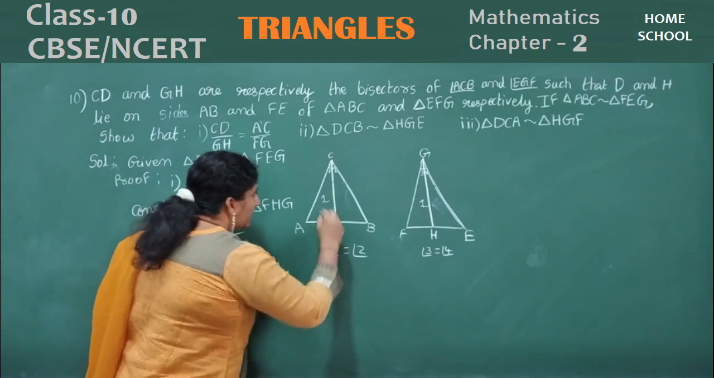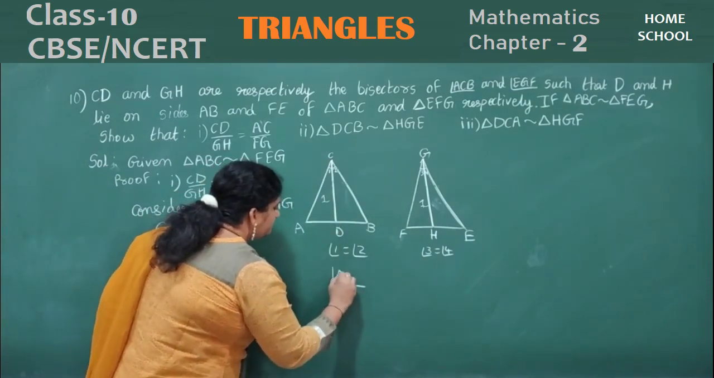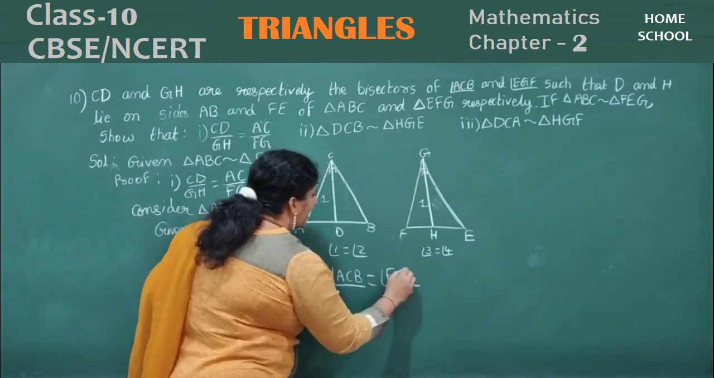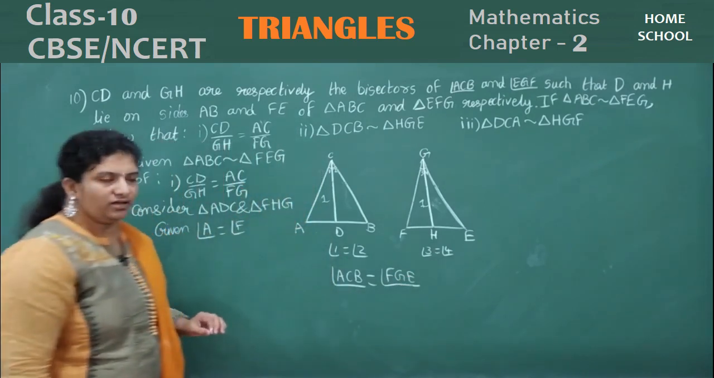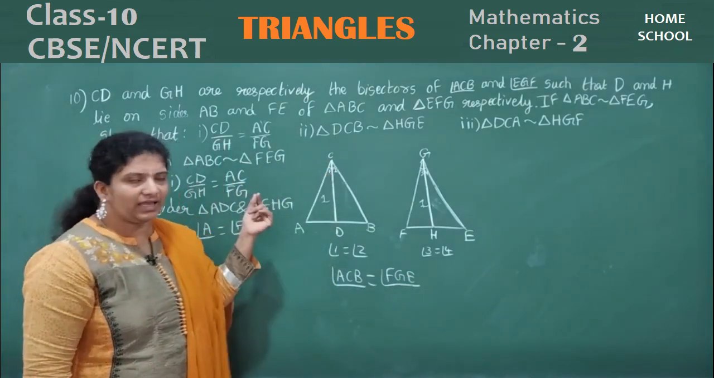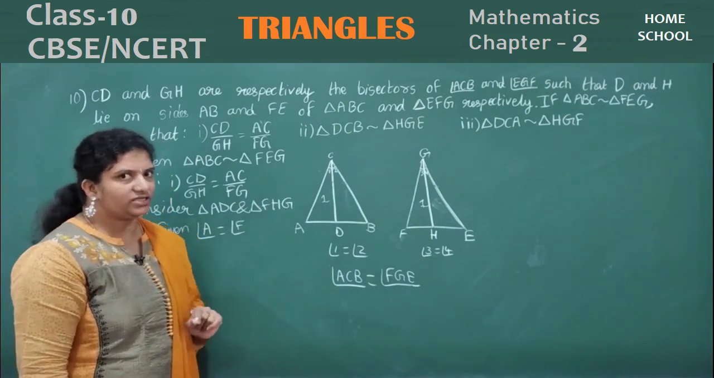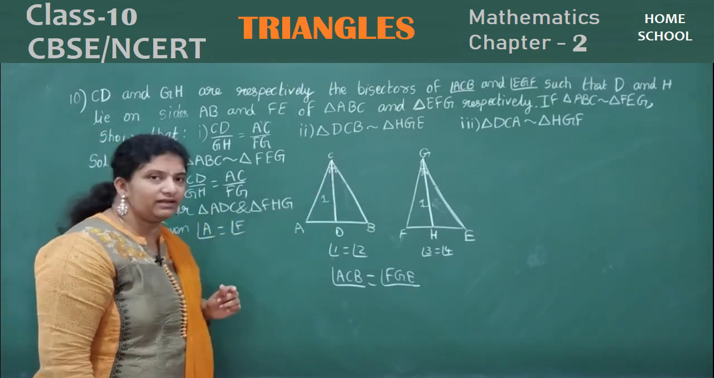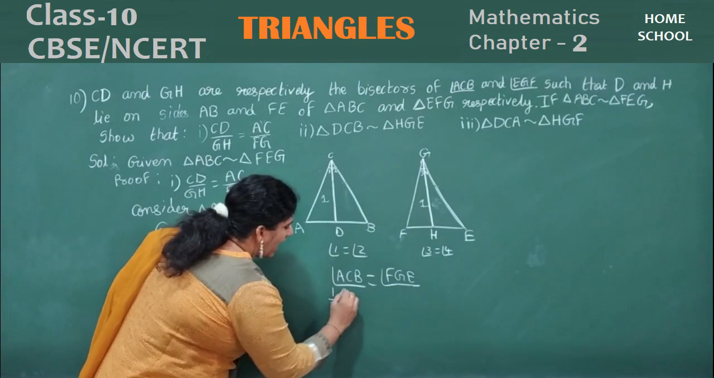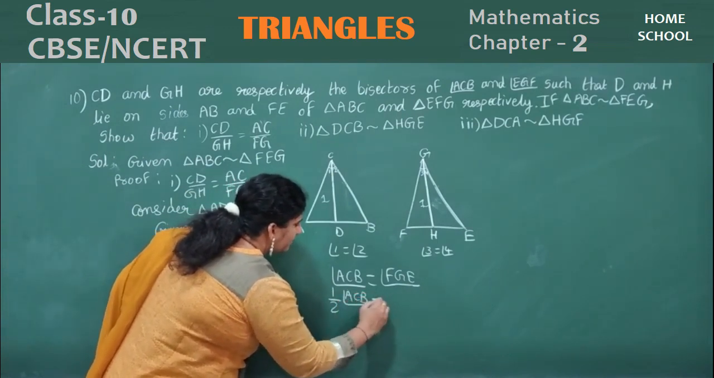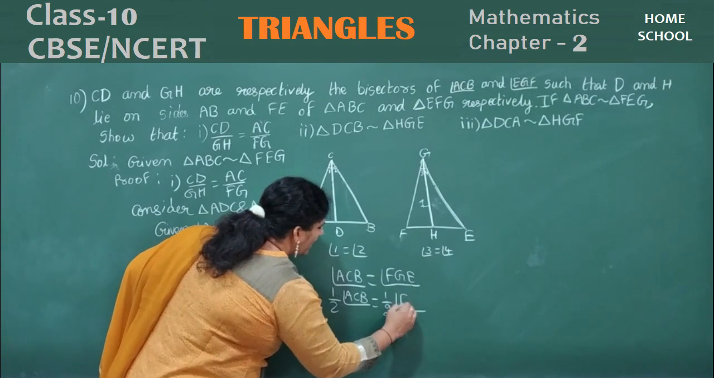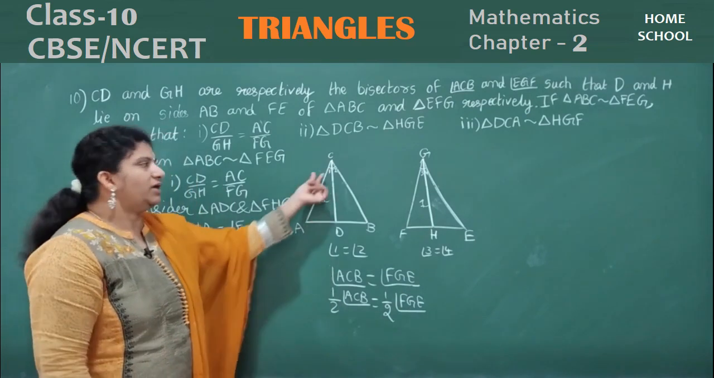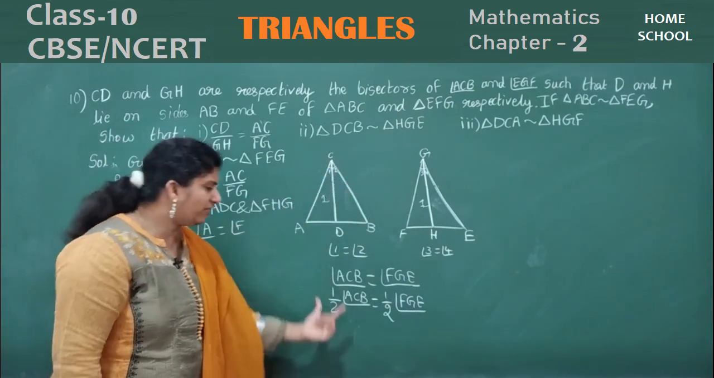Right? Or I may write it as angle ACB is equal to angle FGE. Right? I want only half of the angle. I don't want the complete angle. Understand the concept here? I need only half of the angle. That means half of angle ACB is equal to half of angle FGE. What is half of angle ACB? It may be angle 1 or angle 2. Any one you can take.